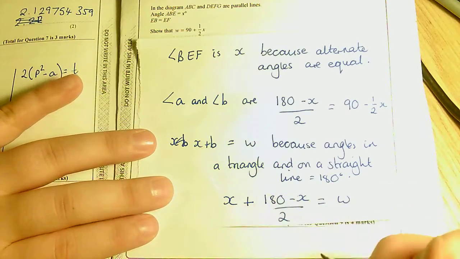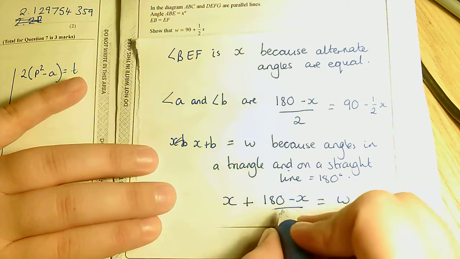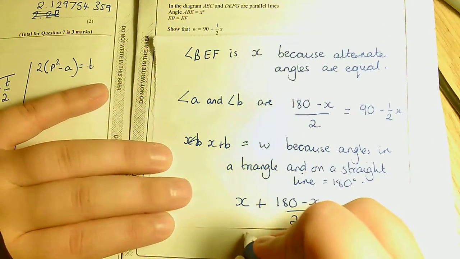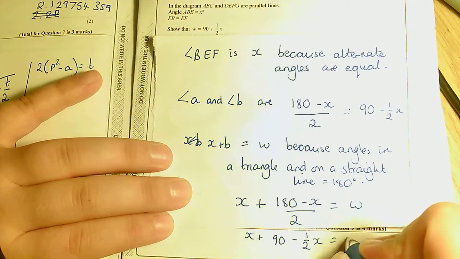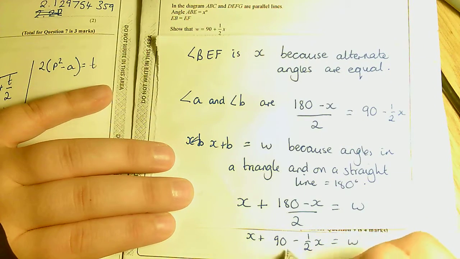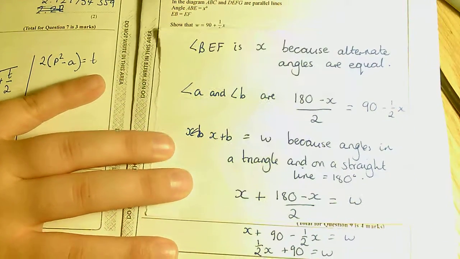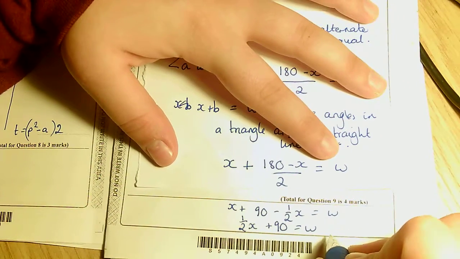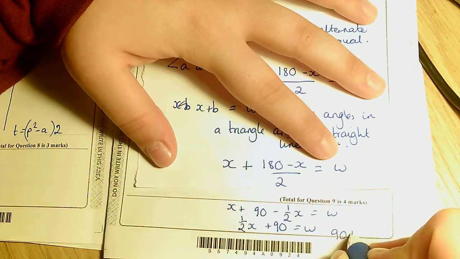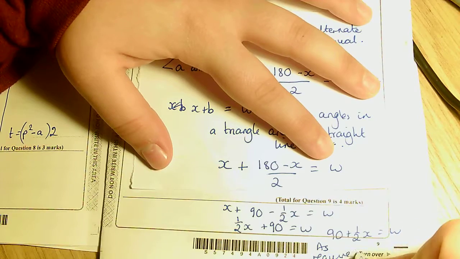My final step here, I've run out of space because I'm on a much smaller paper than you, but my final step would be, if that was simplified, I've got x plus 90 take away half of x equals w. x take away half of x just leaves me with half of x plus 90 equals w. And if I were just to rearrange that as they've asked for in the question, what I am left with is 90 plus half of x equals w. And then I just finish with 'as required', because that's what they've asked for.